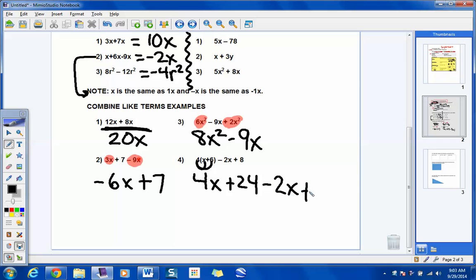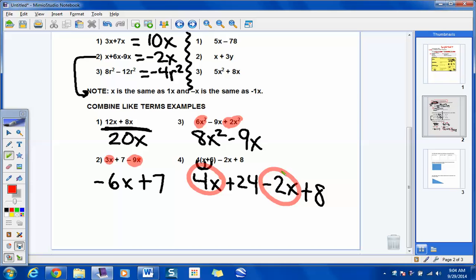So this is kind of an interesting one right here because in terms of our like terms, is there anything that's alike? What's alike first? Do you identify any set that's alike so far? What's one of them, Allie? 4x and what kind of 2x is that? Negative. Okay. Now, check this out, guys.